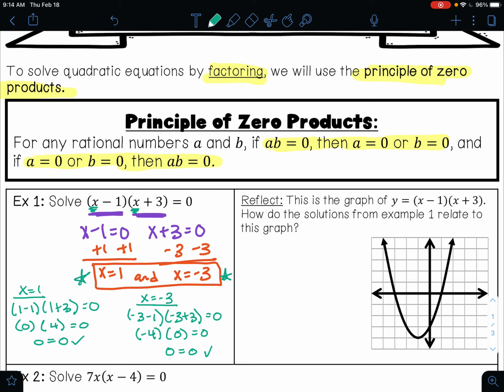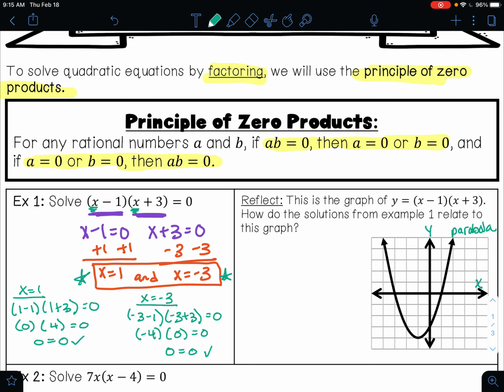So let's look over here to the right. It says reflect. This is the graph of y equals x minus 1 times x plus 3. How do the solutions from example 1 relate to this graph? When I look at this graph, remember that this is your x-axis and this is your y-axis. And we have this U shape. This U shape is called a parabola, and that is the shape that quadratic equations make.